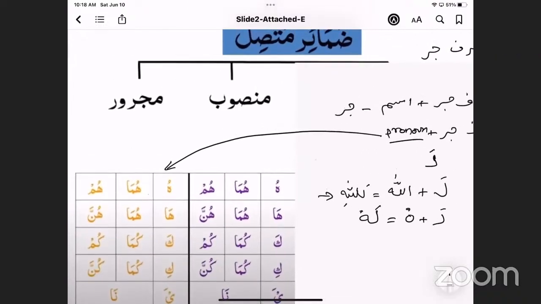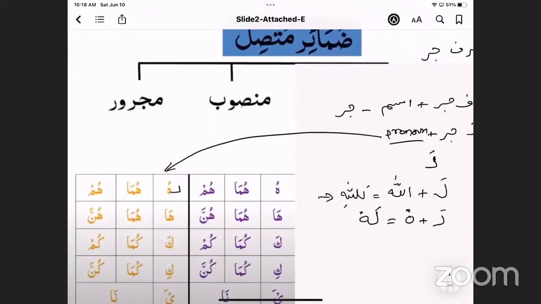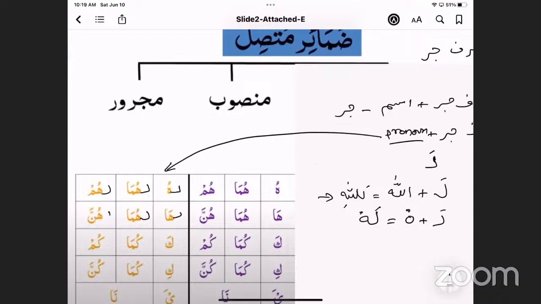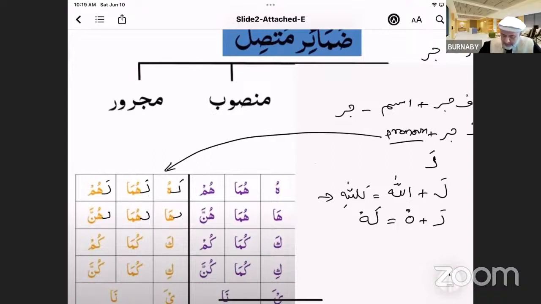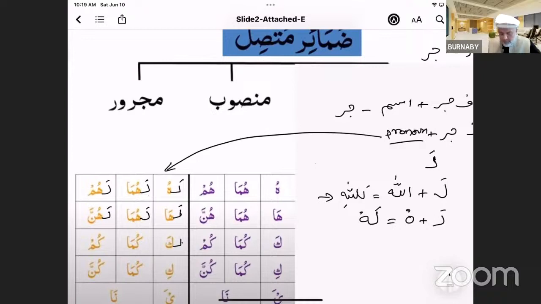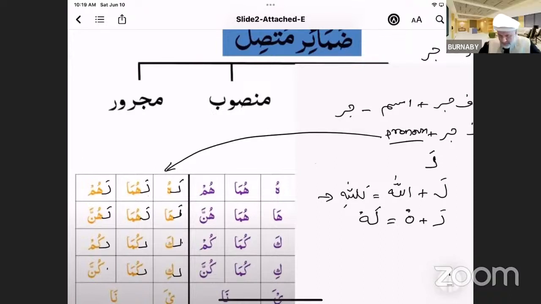Agree? So now I can show you this. If I take the letter lam, it will become lahu, lahuma, lahum, laha, lahuma, lahunna. You see what I'm doing? All I'm doing is adding the haruf e jara to my pronoun. Now, in the Quran, with this little concept you're understanding right now, you will see that this is used extensively everywhere. So, laka, lakuma, lakum, laki, lakuma, lakunna, li, lana.